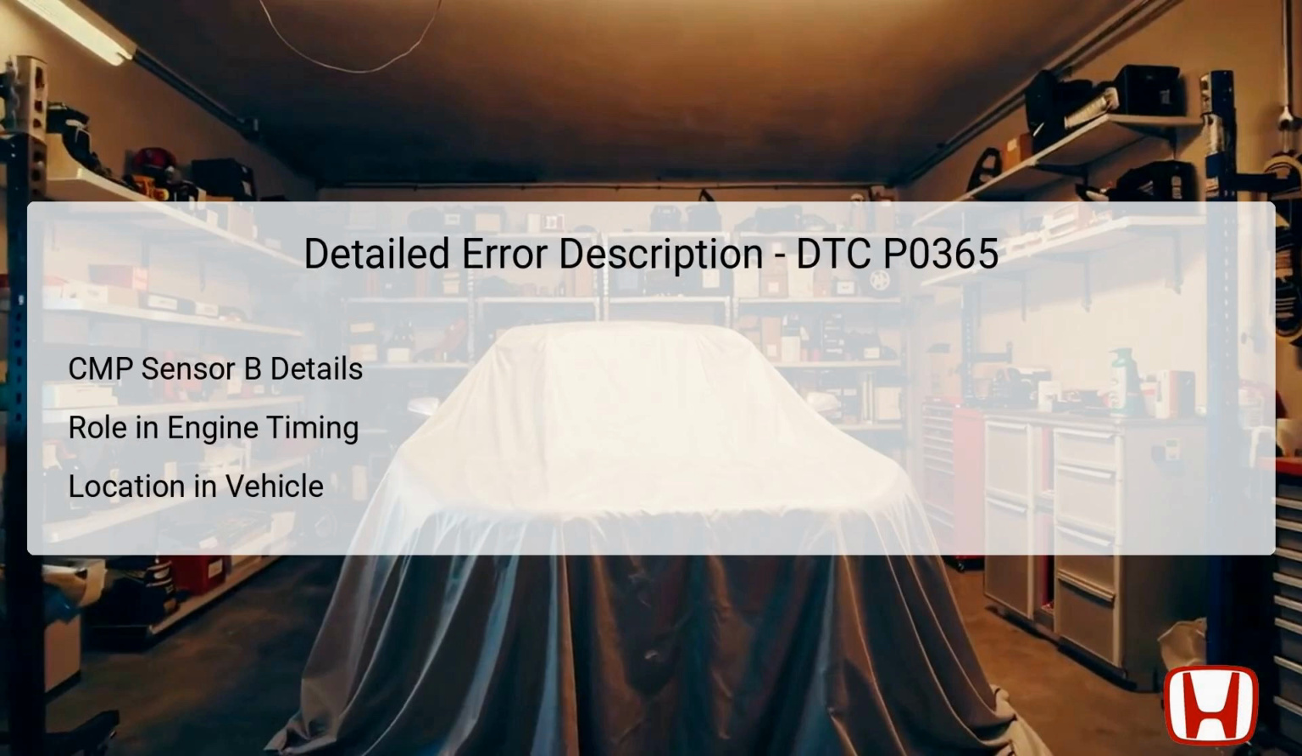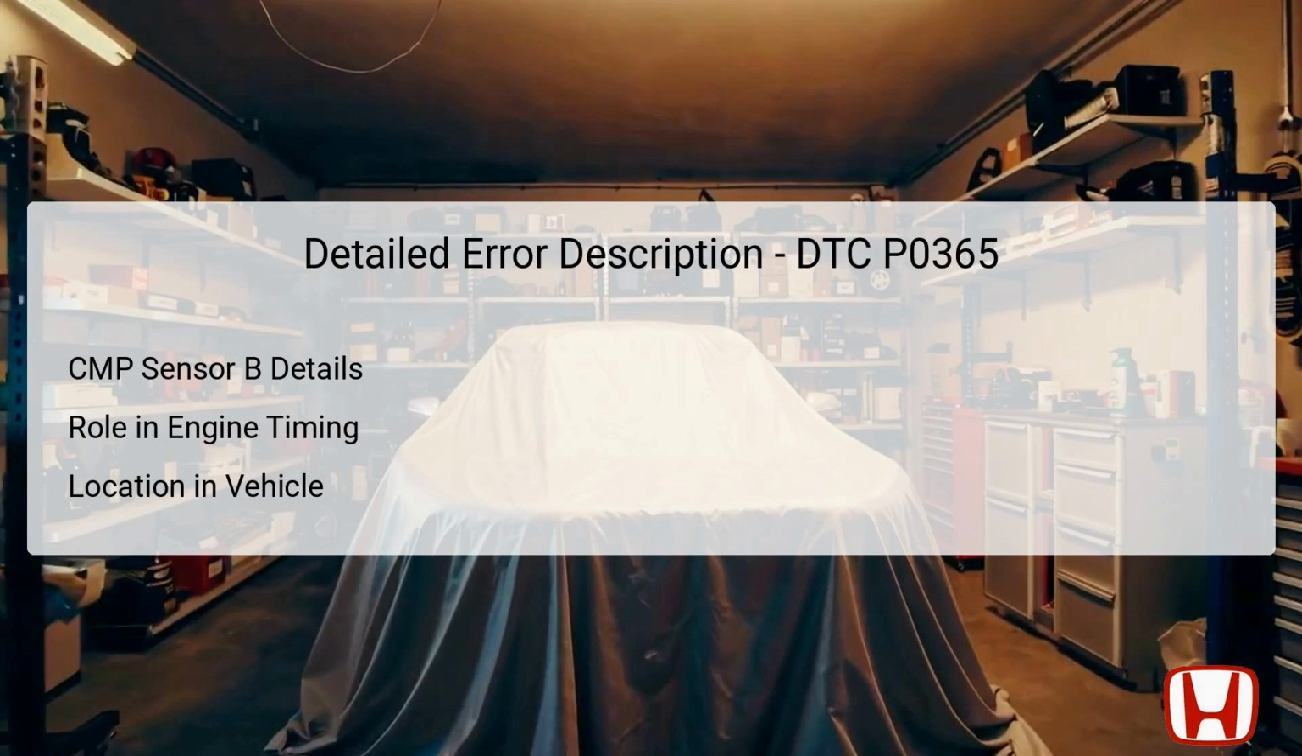The Camshaft Position sensor B is a vital part of the engine management system in Honda Accord vehicles. Its primary role is to monitor the position of the camshaft, converting changes in magnetic flux within its semiconductor into pulsing signals. These signals are then sent to the Powertrain Control Module (PCM), which relies on accurate data to control fuel injection timing. The sensor is typically located near the engine's camshaft, ensuring proximity for accurate readings.